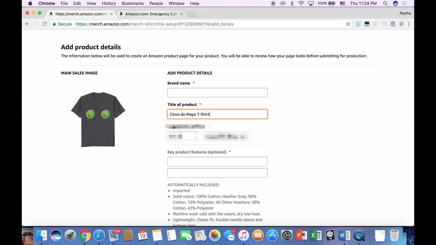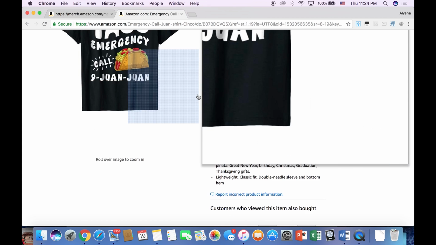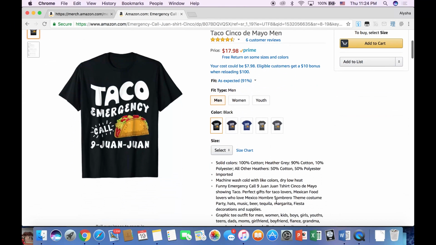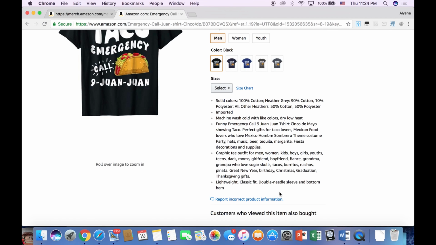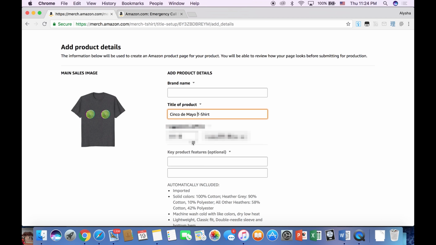So whatever niche you're trying to target, include it in the title. With that being said, with every single t-shirt, I always put the word t-shirt. That's a given, but you never know. So let's look again. They said Mexico, ombre, sombrero. I really like the word fiesta, so put in the word fiesta. I feel like that would be good.